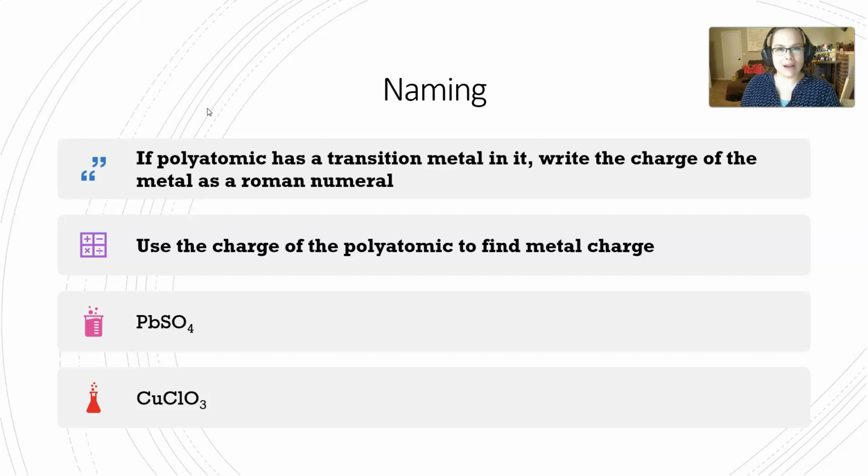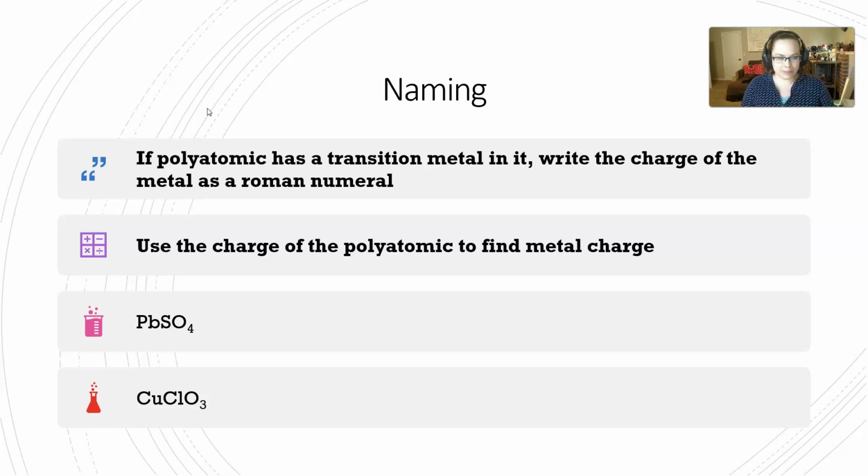So the last thing about naming polyatomic ions we're going to talk about is how to name compounds with transition metals in them. Because if elements have a set charge, if they're in the tall blocks, the S block or the P block, we know what charge they're going to be. But transition metals in that middle section can have multiple charges, so you need to write the charge of the metal as a Roman numeral in the name. If you're not sure of the charge of the metal, because those can have multiple, you're going to use the charge of the polyatomic to find the name.